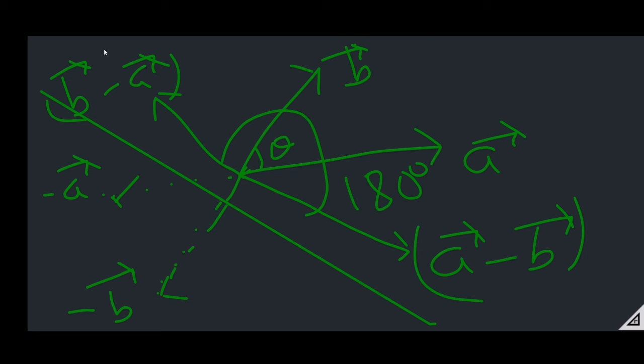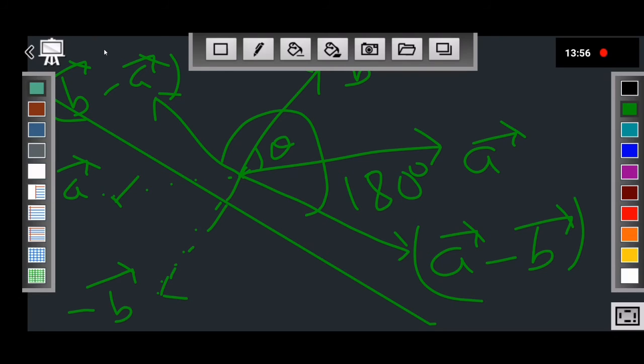So from this figure you have to know that the angle between vector a minus b and vector b minus a is exactly 180 degrees. Then you have to know some other facts. Let's see some special cases.